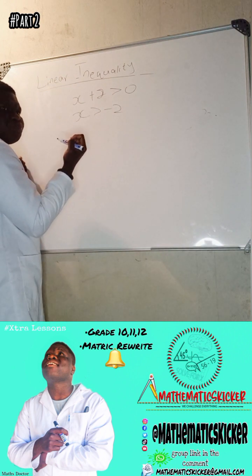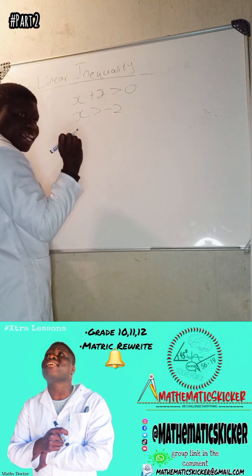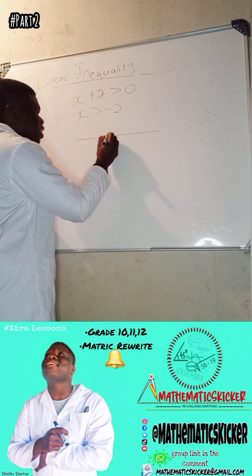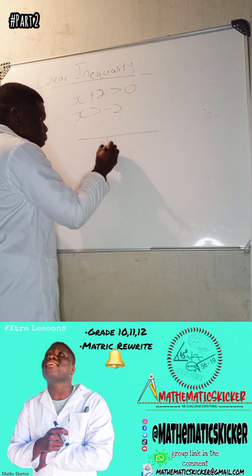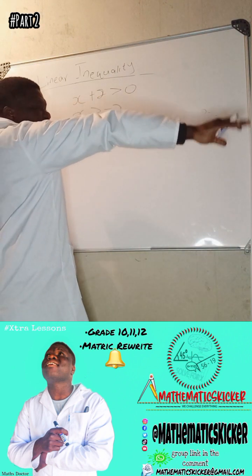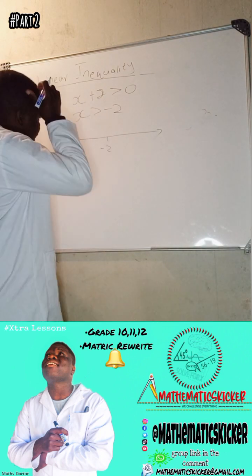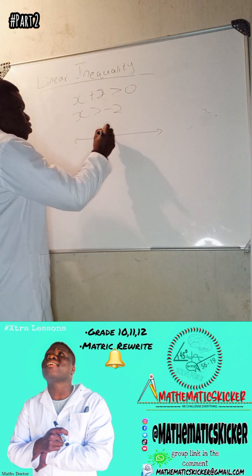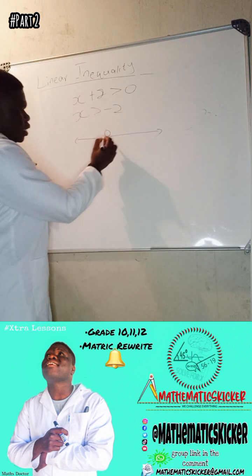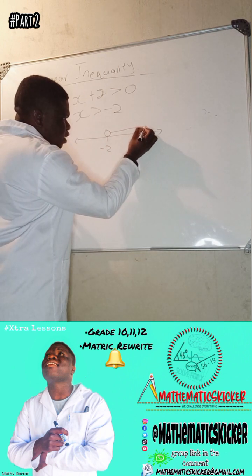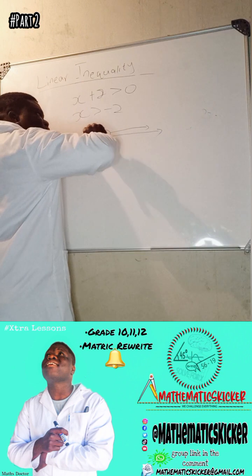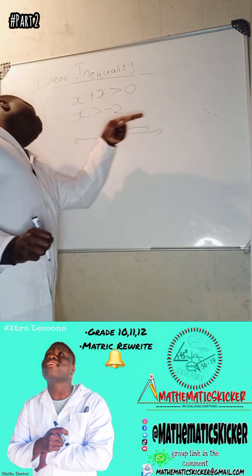Let me draw a number line so that we take it from the number line. Let's say we have a number line here. We have our minus 2. We know that on the number line, we have the positives on the right-hand side and the negatives on the left-hand side. Let's say it is not included, it's open. Then they are saying x is greater than minus 2. It means you will find those values on this side.